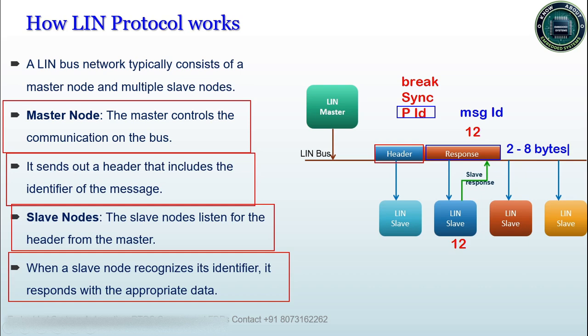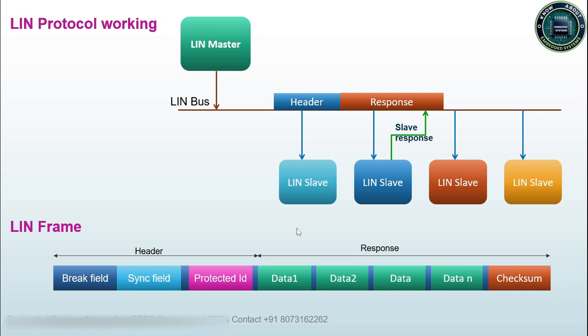So this is how the communication will happen in LIN, master to slave. From master to slave, only the header information will be transmitted. From slave to master, actual data will be transmitted. We will see how the LIN frame looks. This is also very important. Two important things: you should know the block diagram and its working, and second, the LIN frame. The block diagram we have already understood.